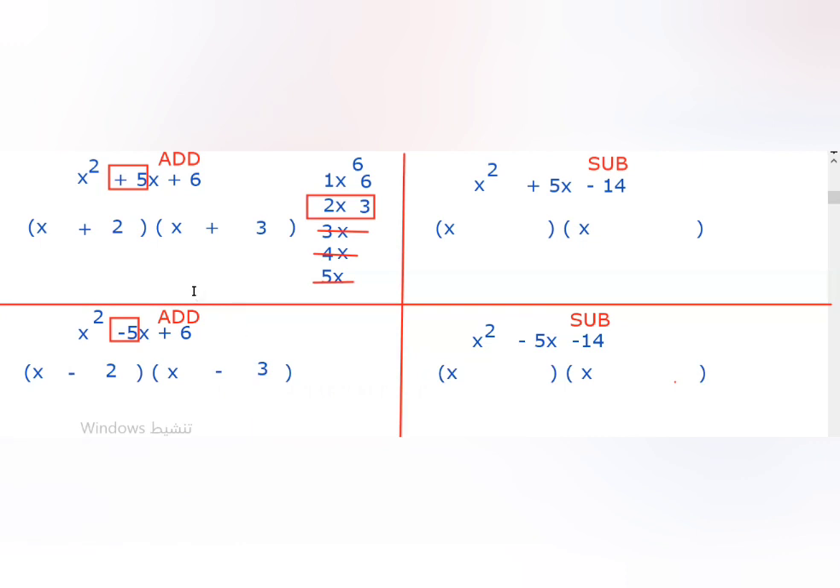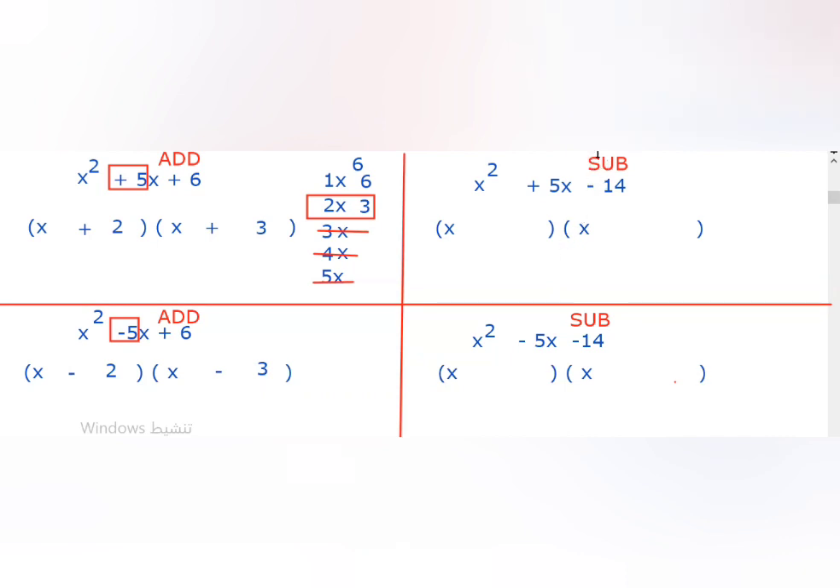Now, we understand when it comes as an addition, what do we do? Now, let's talk about subtraction. When they come up as subtracting, what do we do? First step we did, we put the x's. Now we want to know the signs inside the brackets. The signs inside the brackets depend on what? Depend on this, which is the subtraction.